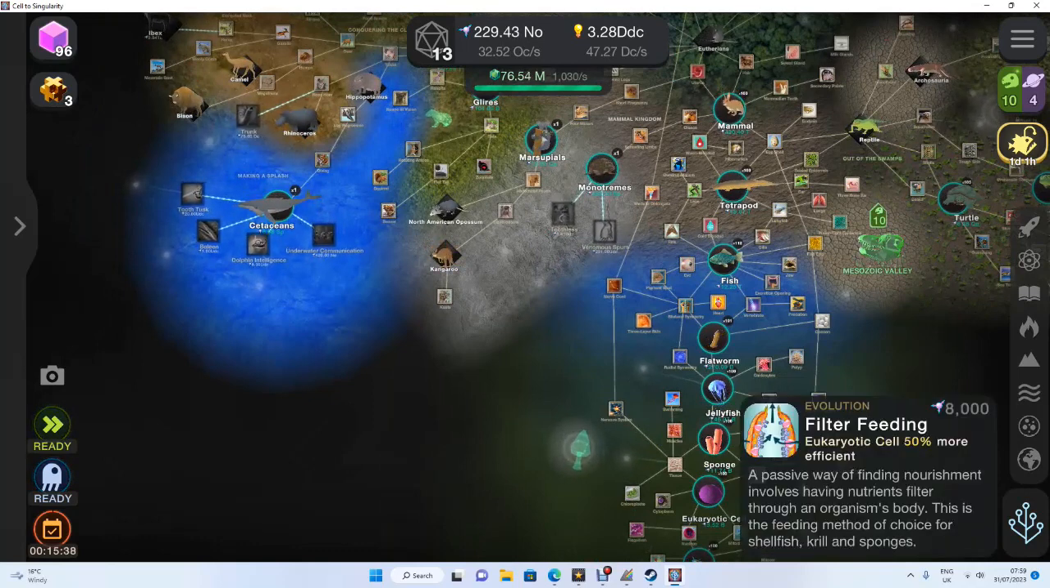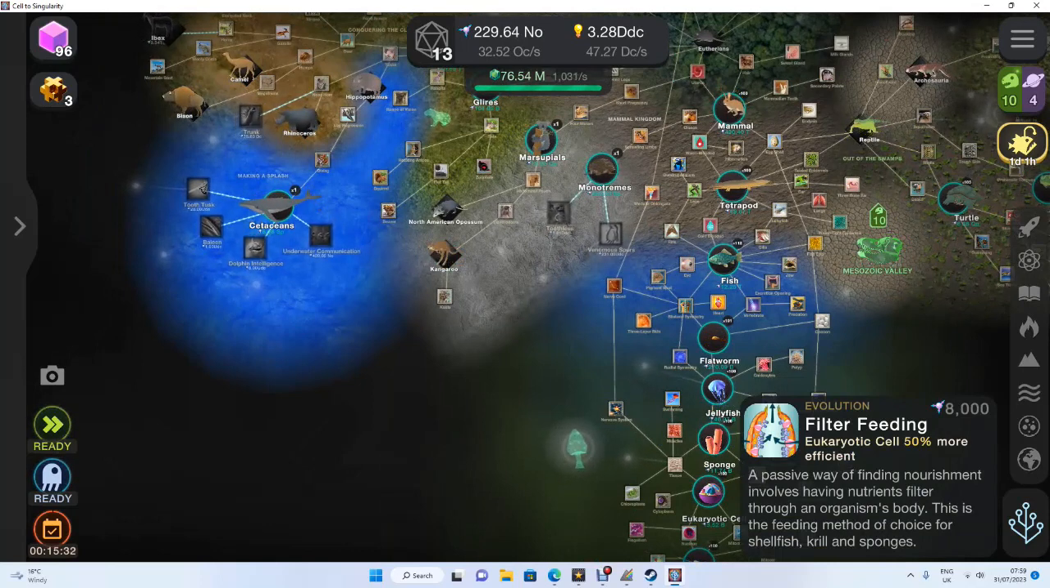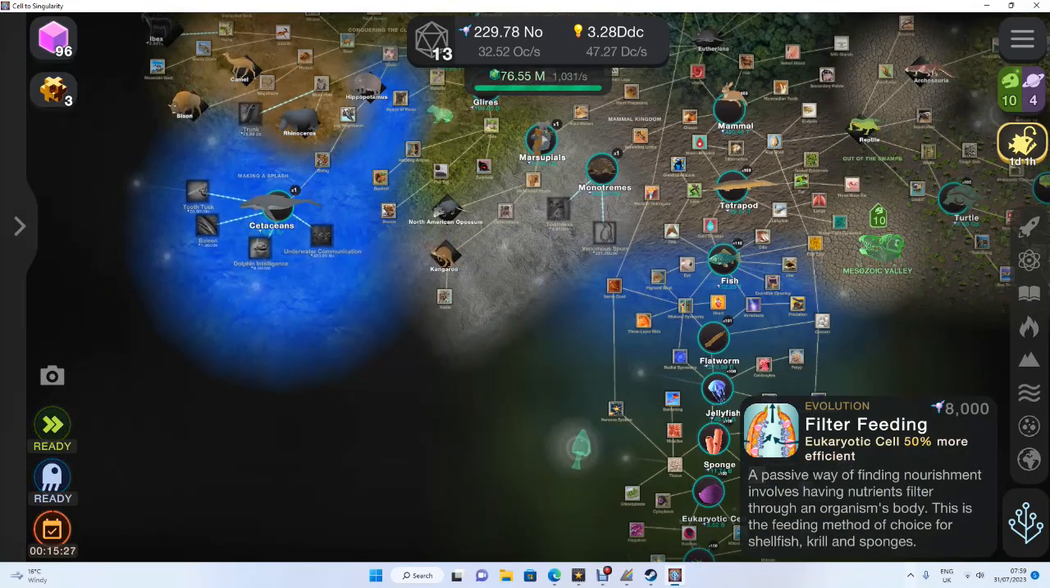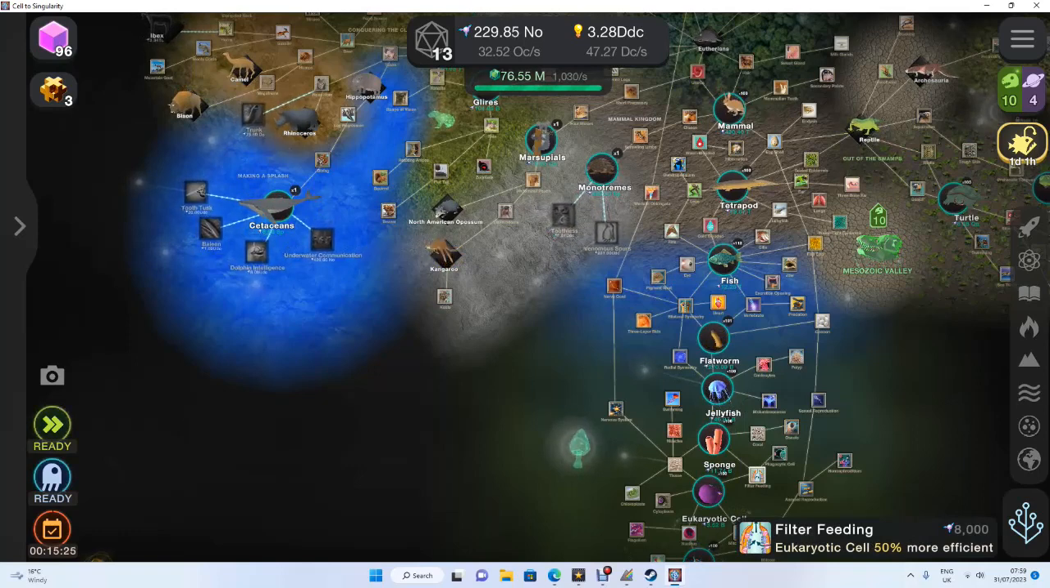Filter feeding. A pathway of nourishment that involves having nutrients filtered through an organism's body. This is the feeding method of choice for shellfish, krill, and sponges. They're sponges.